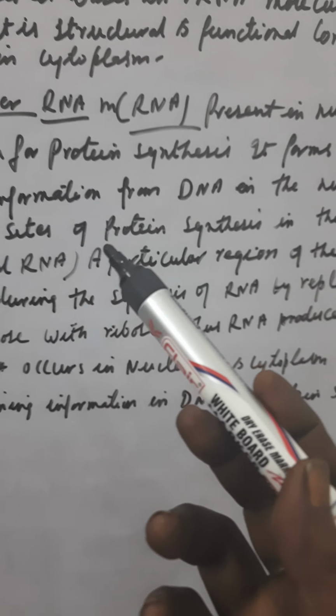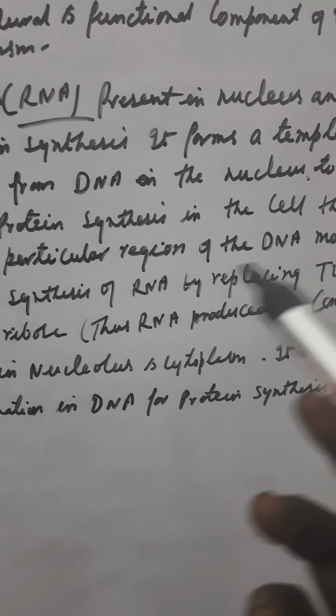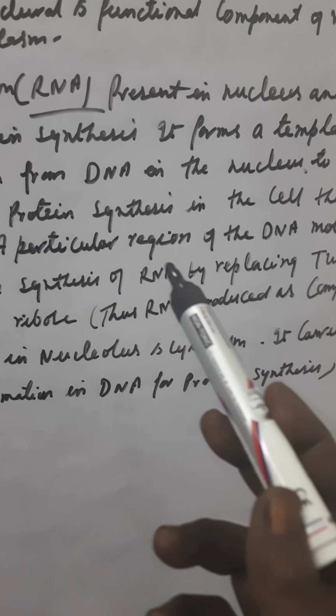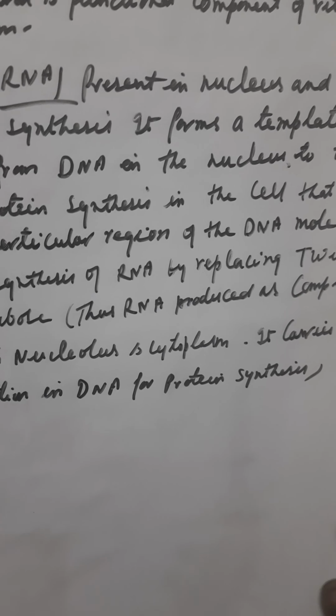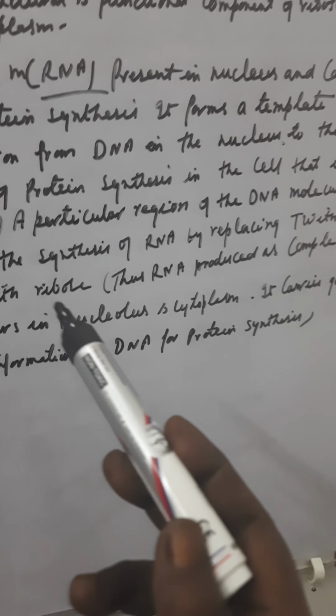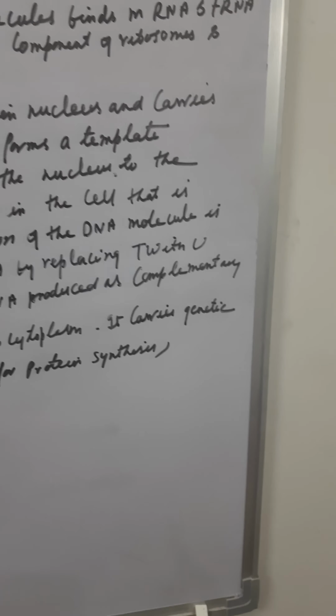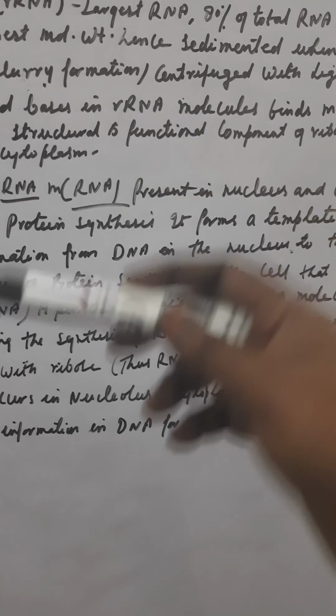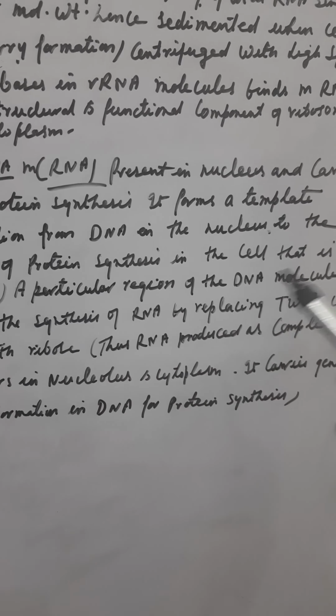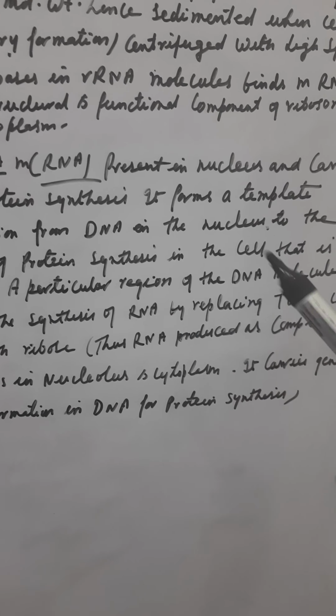Why is it called informational RNA? Here the answer is given. A particular region of the DNA molecule is copied during the synthesis of RNA, only by replacing T with U and deoxyribose with ribose. Thus the RNA produced is complementary in base to the DNA. It occurs in the nucleolus and cytoplasm also, as I have told. In the nucleus region it is chiefly concentrated.